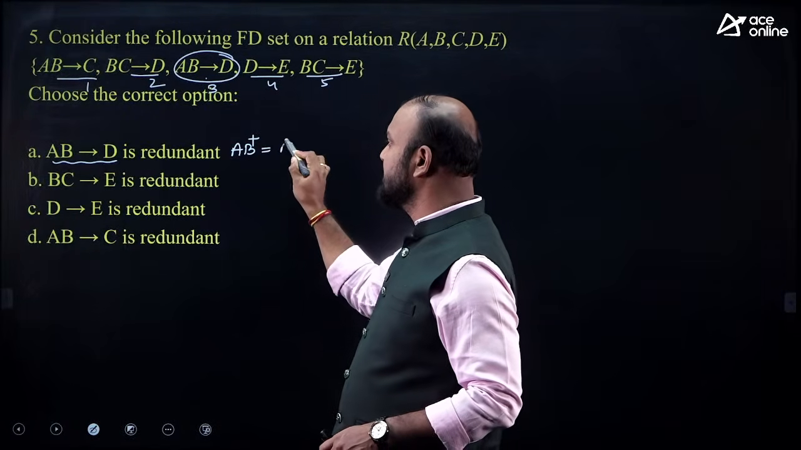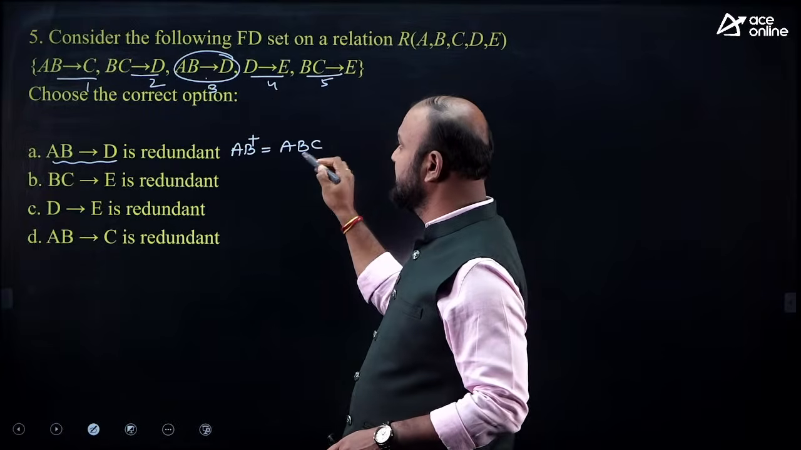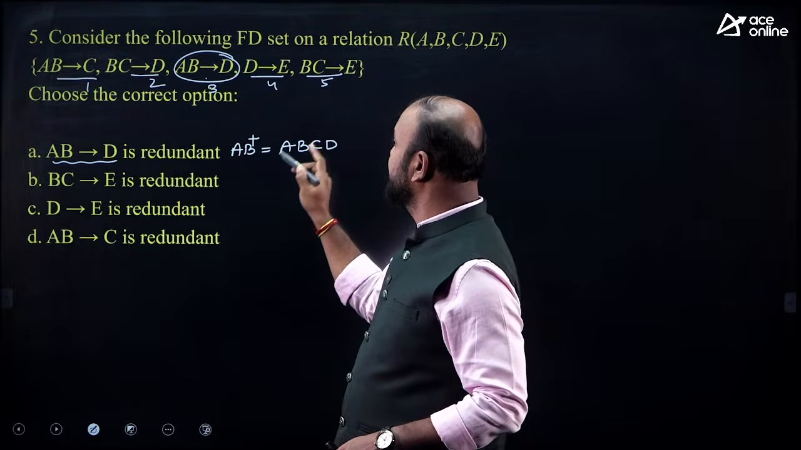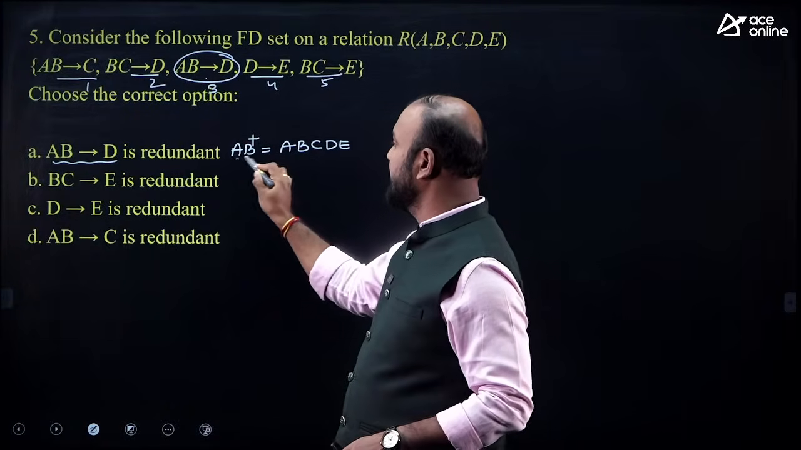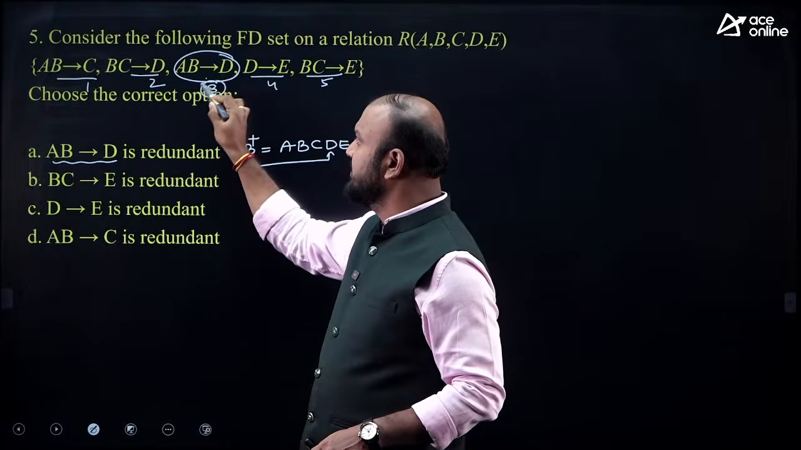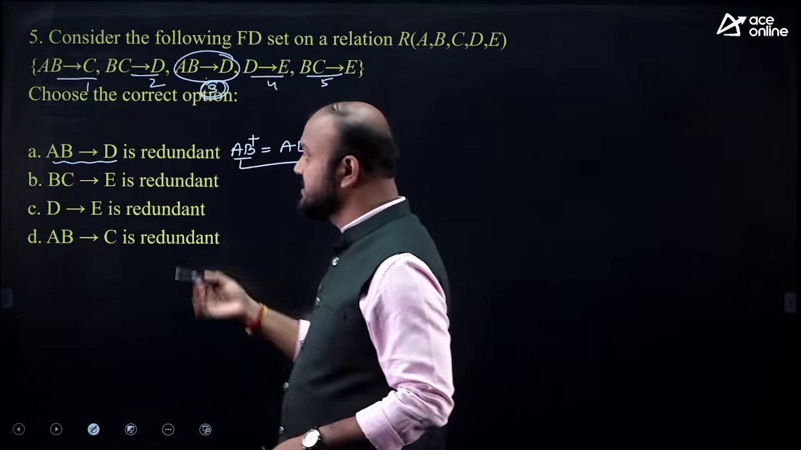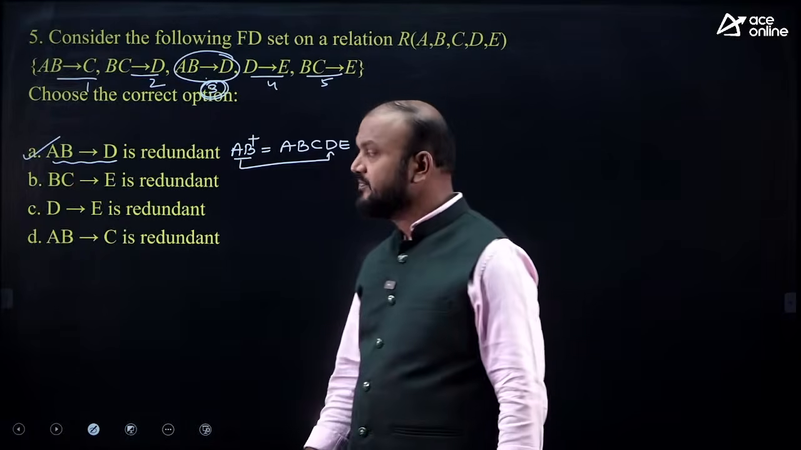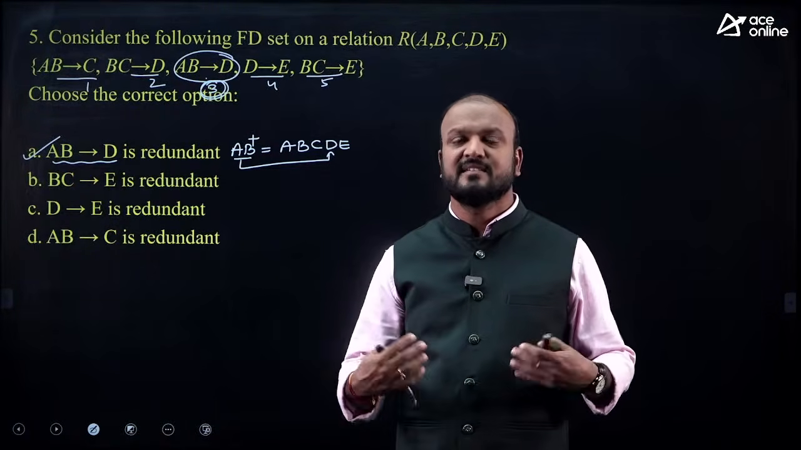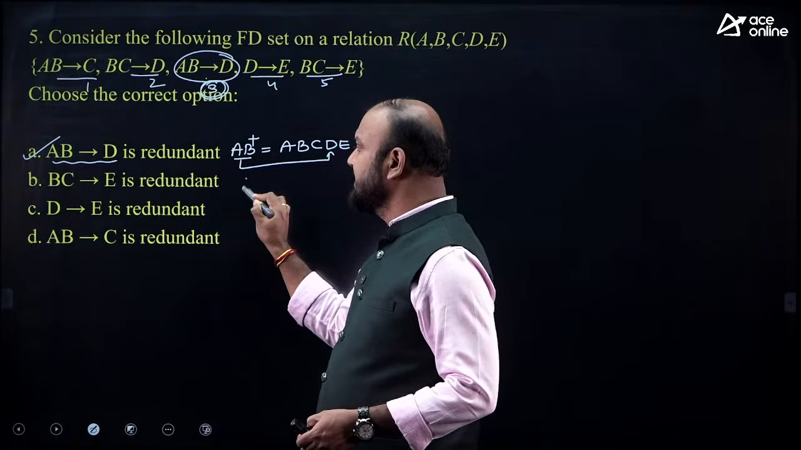What is AB closure in 1, 2, 4, 5? AB, with 1 we have C, with 2 BC we have D, and with D we have E. So from AB we are going to get D. So dependency 3 we can get with 1, 2, 4, 5, then I can say AB to D is redundant. Perfect, this is the correct answer. Check in this way, don't find the minimal set. What is asked, you just do that only. Okay. BC to E is redundant.